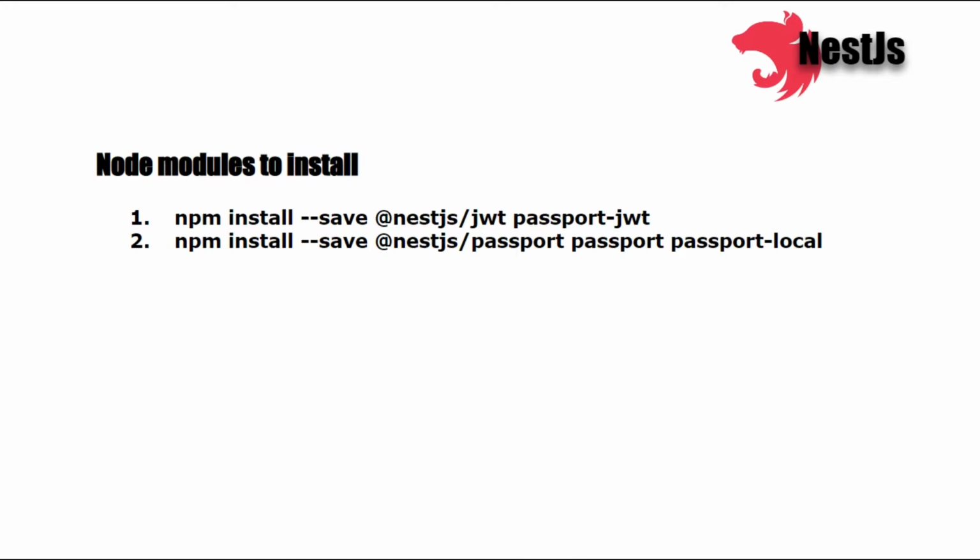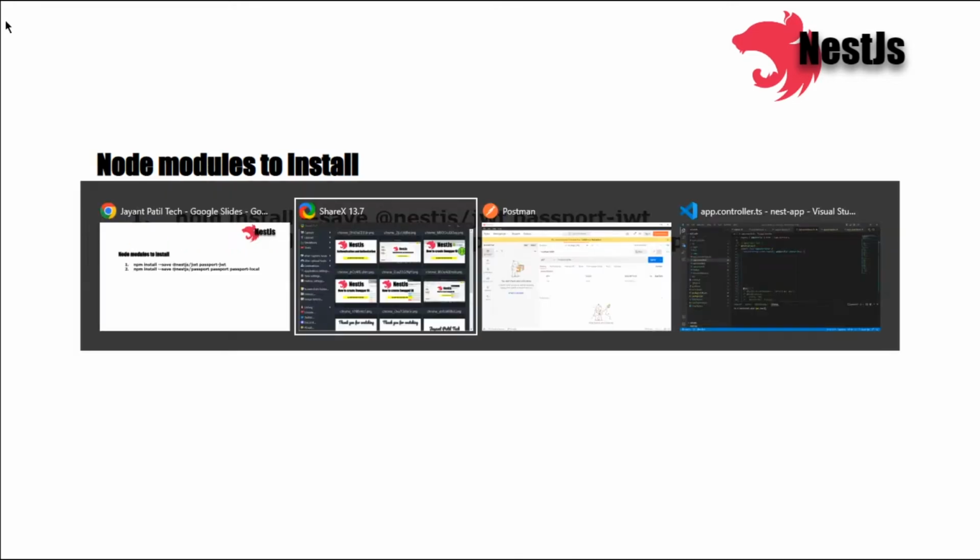First we will see the local strategy, local authentication, and then we can go for JWT: how to create a JWT token and validate or authorize a user using that. So let's start.